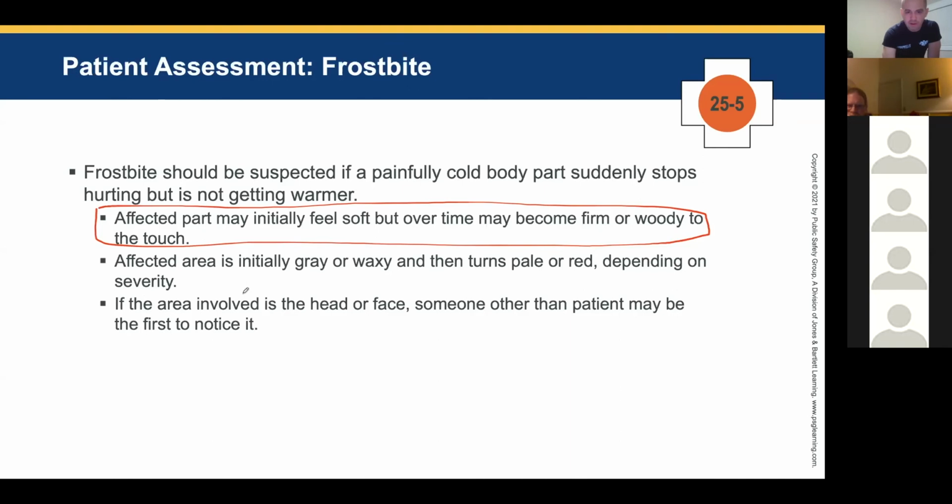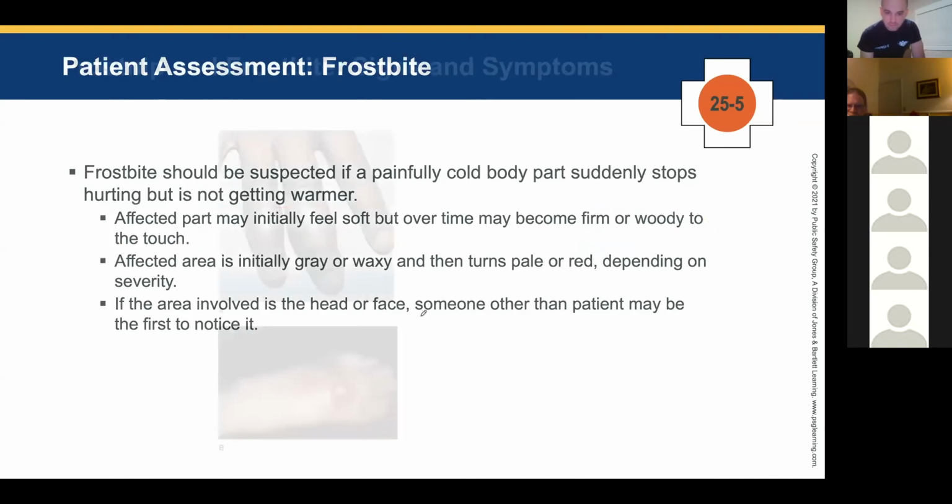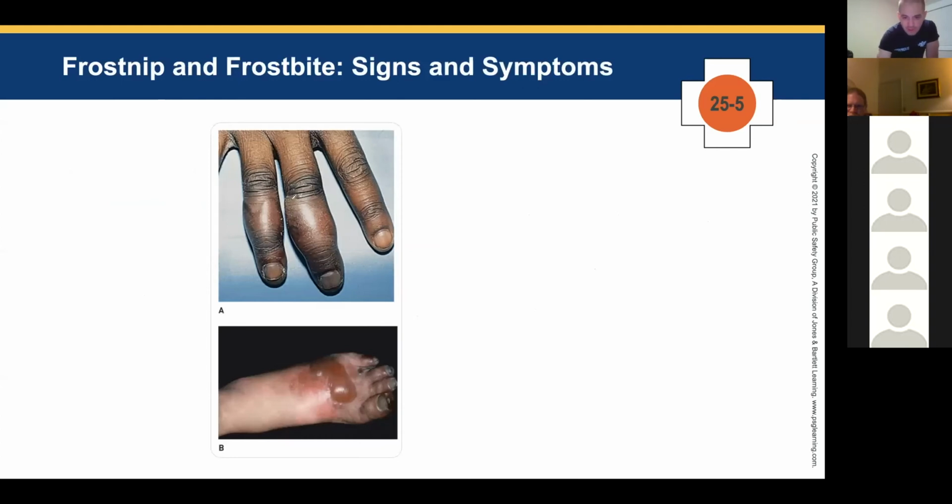And if the area involves the head or the face, someone other than the patient may be first to notice it. So we talked about these photos earlier, looking at the swelling that occurs. Notice there, we can see that kind of waxy sensation. Notice how it's really waxy. And even though it's a darker skinned individual, I would say that does look a little more pale compared to the rest of their skin. Once again, we have that swelling going along the injury site.